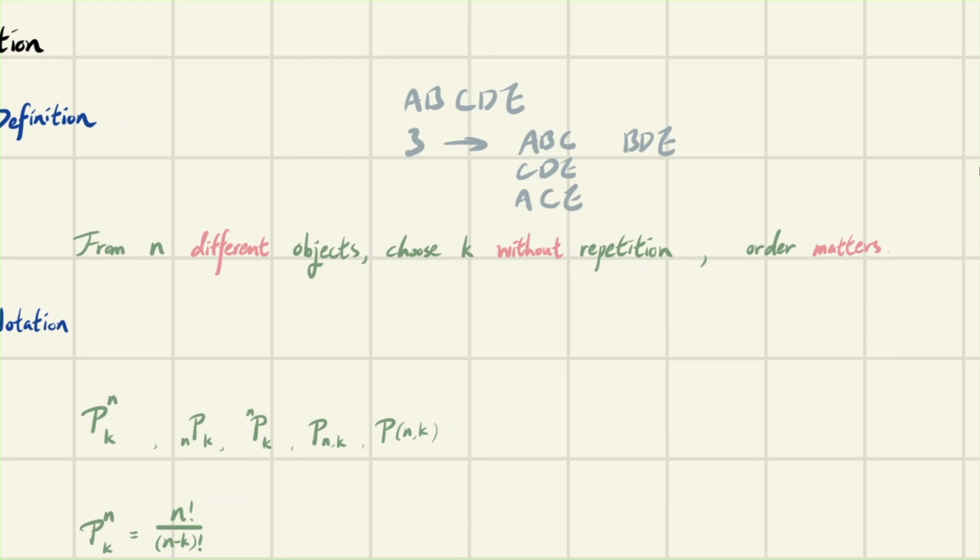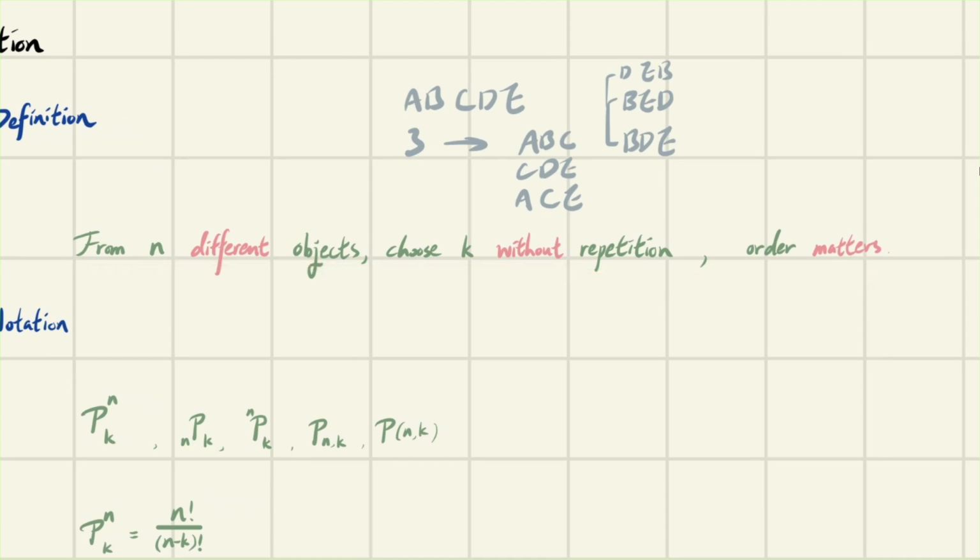Order matters. What does it mean? So basically, BDE and BED are different, and DEB also counts as a different arrangement. So how do we come up with a formula that describes from the n different objects, choose k without repetition, order matters? How do we do that?